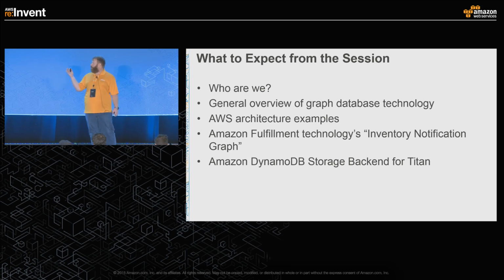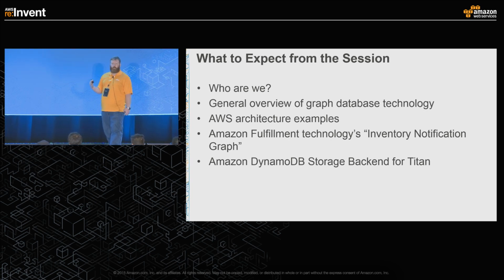So we're going to talk about a general overview of what graphs are in graph database technology, as well as how to deploy it on AWS. Matthew's going to talk about the Amazon fulfillment technology as a customer reference and how they did that, as well as getting into some details about the Amazon DynamoDB plugin for Titan.